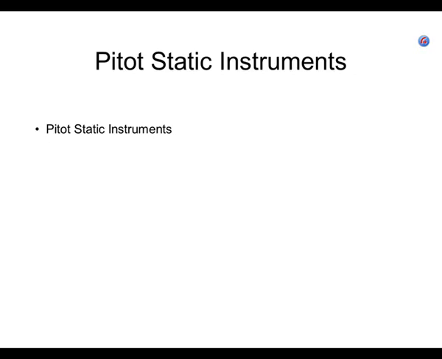Okay, we're going to look at the grouping called pitot-static instruments. Everybody remember what that means? What are the instruments that are driven by the pitot-static system? Anybody? Okay, altimeter's one. What else? Vertical speed indicator is another one, right? Airspeed indicator. We had the airspeed indicator, the altimeter, and the vertical speed indicator, right? Okay, good.